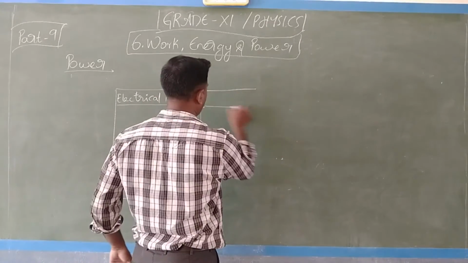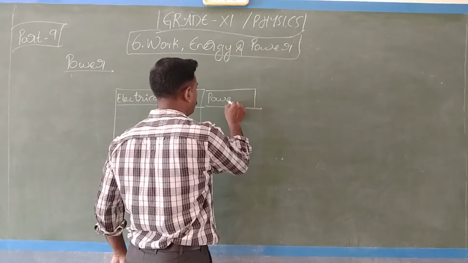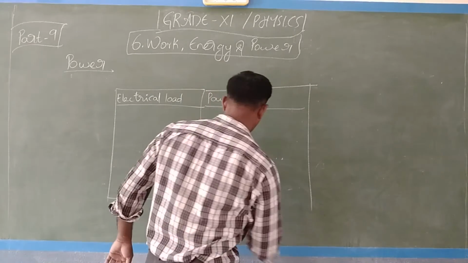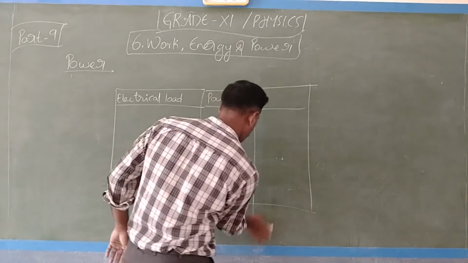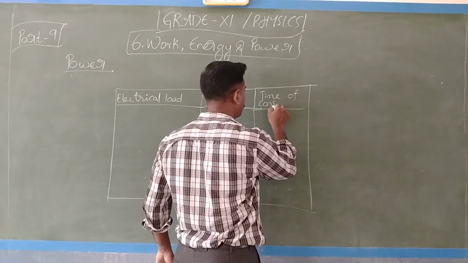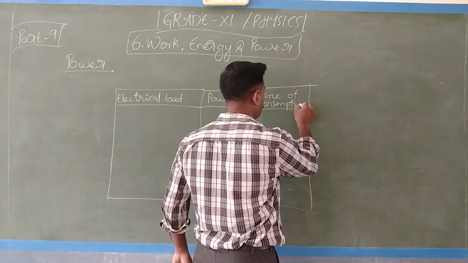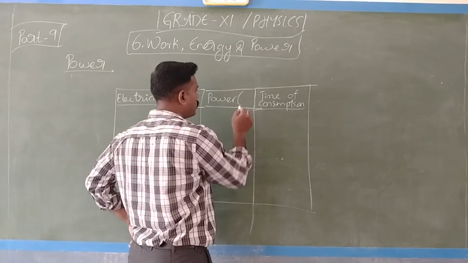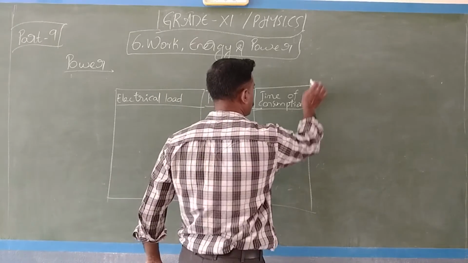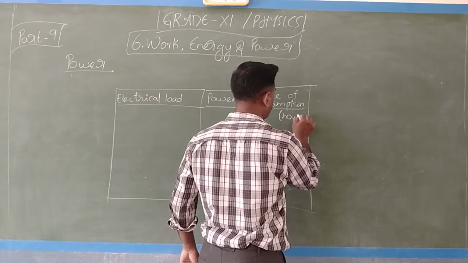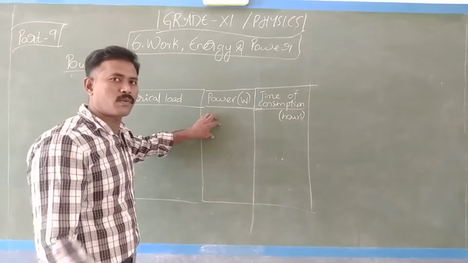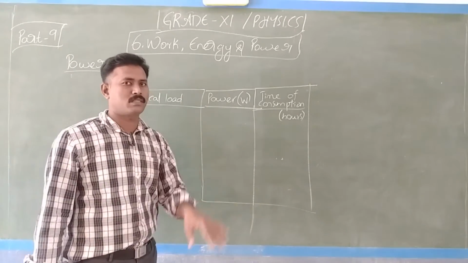Then power, what is its power. Then time of consumption. Convert everything into watts. Power is in watts, time is in hours. Even if it is in minutes, convert it into hours, because you can calculate this for 1 week. Approximate for 1 week and multiply by 4 weeks.